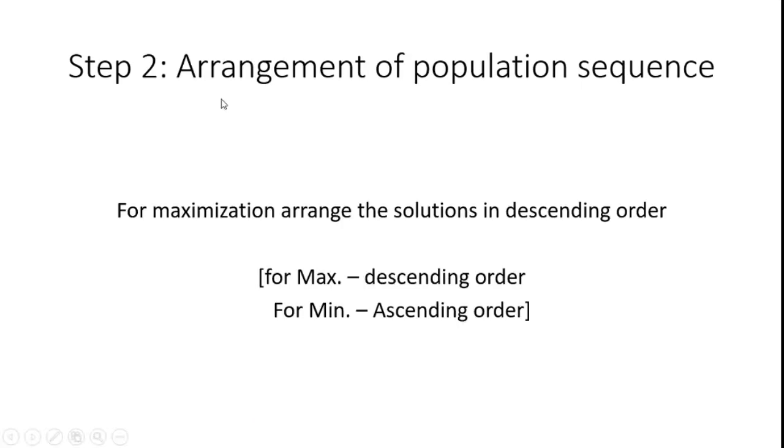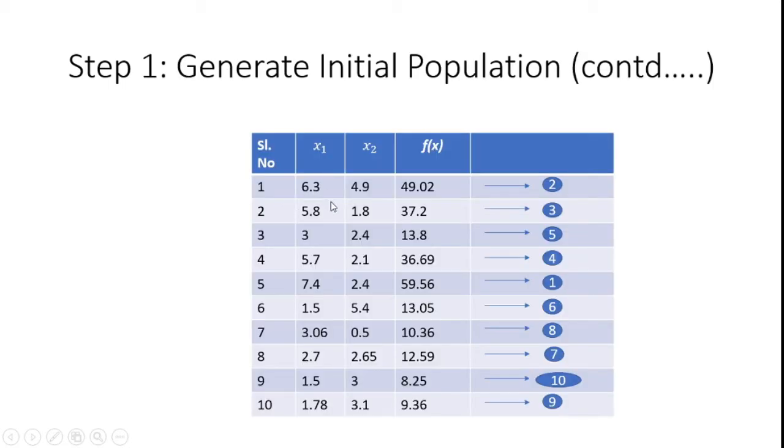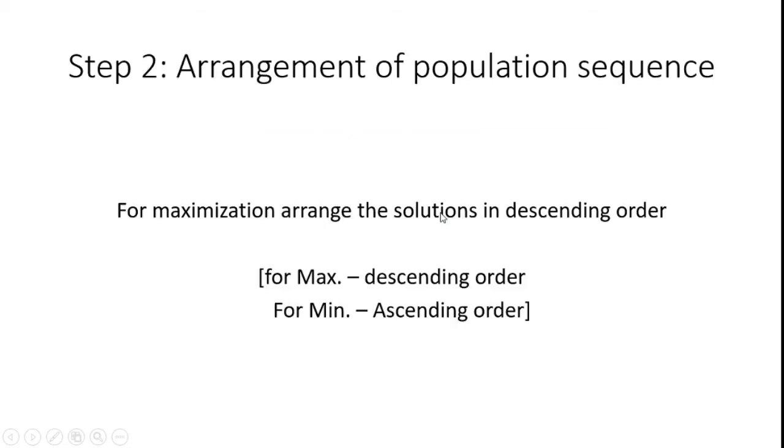And then step 2, arrangement of the population sequence. How do I arrange? Why do I utilize the same sequence for every step? If my problem is maximization, I arrange the solutions in descending order. And if my problem is minimization, I arrange the sequence in ascending order.